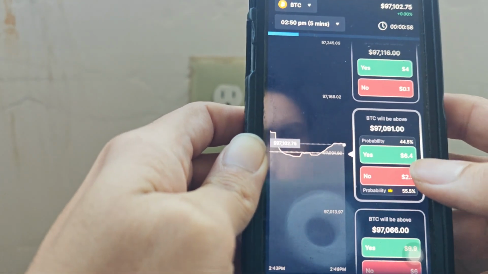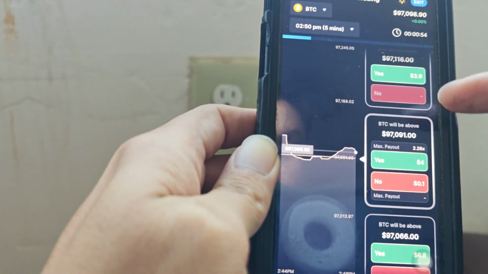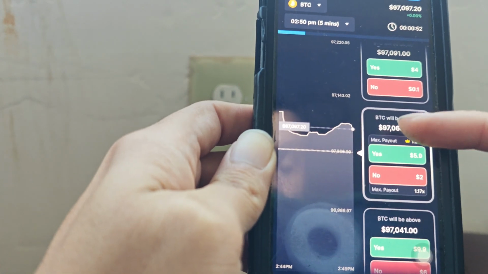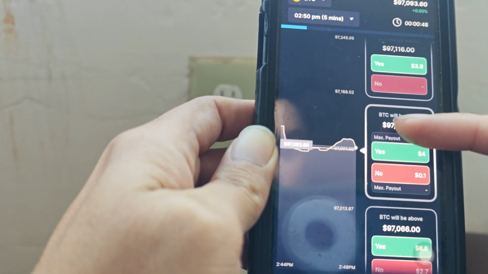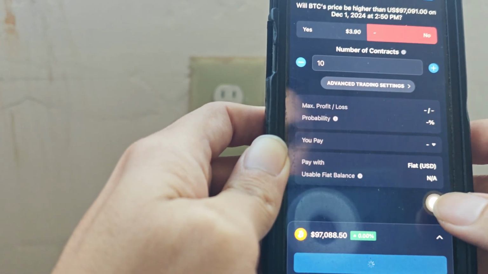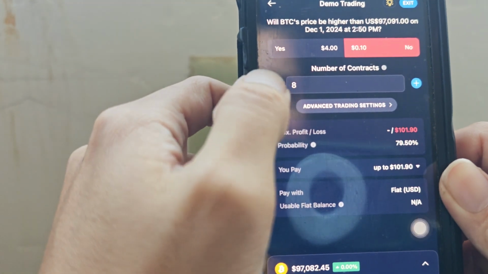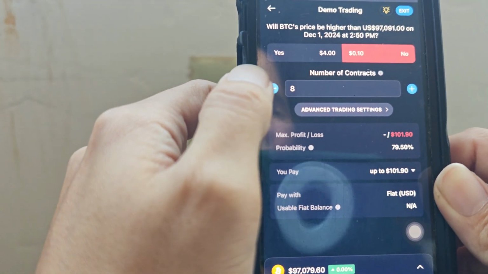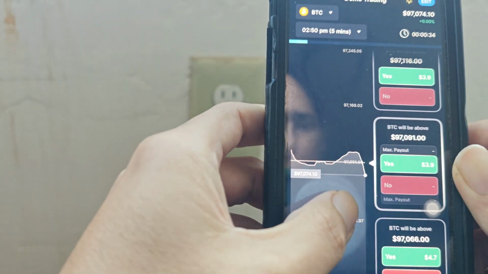But I want to do a good one here, so we can see. And look, sometimes it stops because the market is very volatile. So let's do this one. I'm gonna do no, right? Let's see if we could get a good deal here. Even if it's not a good deal, I'm just gonna do it for the video. But like I said, when it's very volatile, you gotta wait till it loads up.